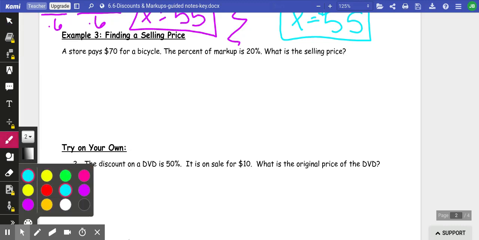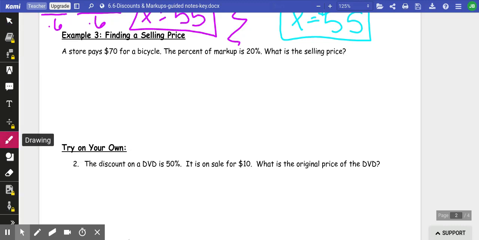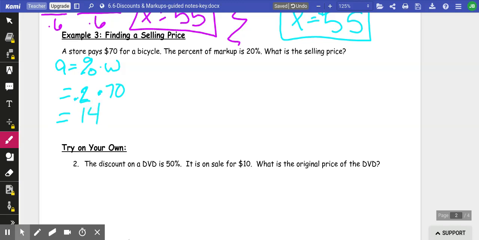So what I want to do is use my percent equation. So A equals percent times the whole amount. My whole amount is the $70 that was paid. And then I'm going to multiply it by my 20% because I'm going to increase it by 20. And that's going to give me $14. So my part that I'm increasing it by is $14.